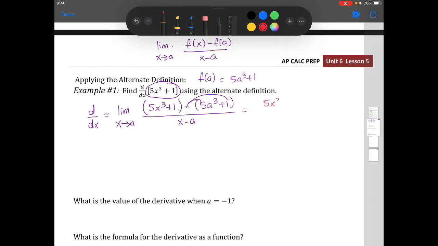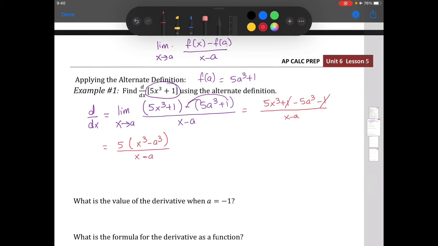I will get 5x cubed plus 1 minus 5a cubed minus 1. The plus 1 and the minus 1 cancel out. Can I factor out the 5? I can, right? So let's do this here. I'll factor out the 5. I'm left with x cubed minus a cubed.